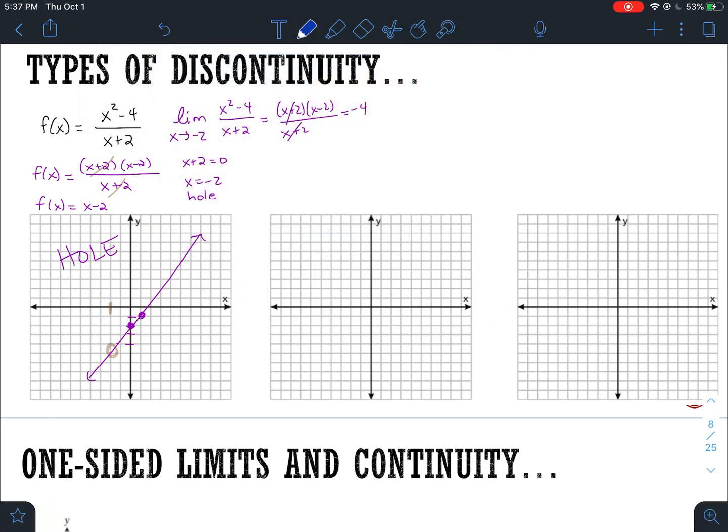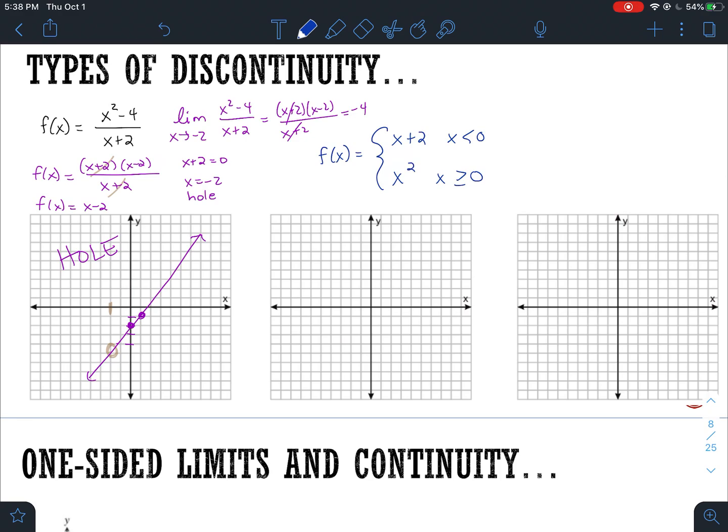Another type of discontinuity is a jump. And jumps occur with piecewise functions. So if we had x plus 2 if x is less than 0, and then let's say it's x squared if x is greater than or equal to 0. So x plus 2 if x is less than 0.